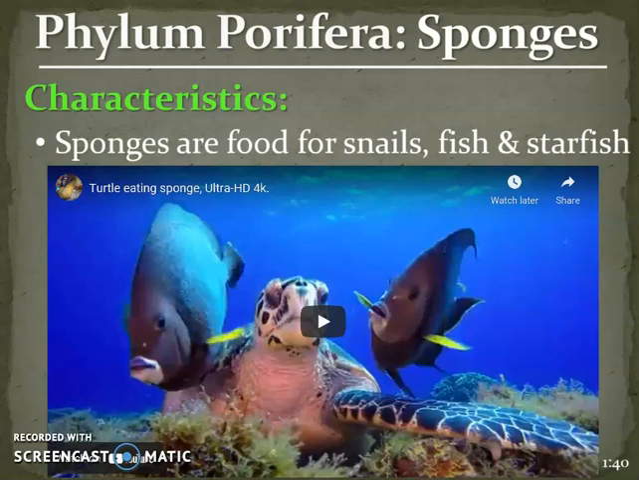All right, and some fun facts about sponges. Sponges are actually food, so they are prey for snails, different types of fish, starfish, and even sea turtles. So let's take a minute and watch this super cute sea turtle eat some sponge.